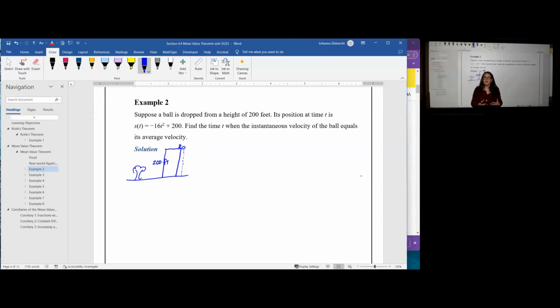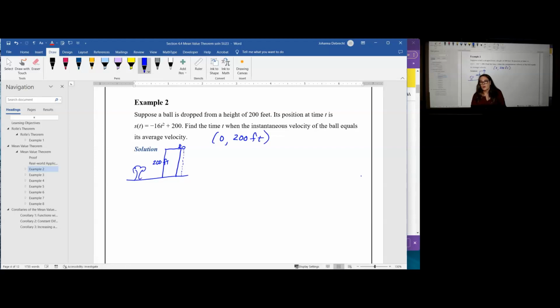Well, the average velocity would be the slope of the secant line connecting the point, the height, 200, with the point on the ground, 0. We need to find the time at each of these locations. The time when the ball is released is 0, and we know at 0, the height of the ball is 200 feet.